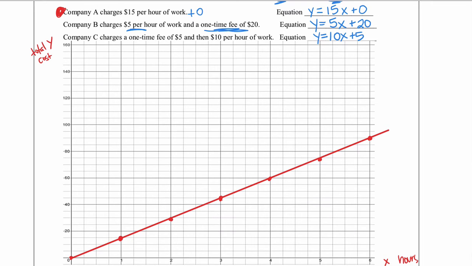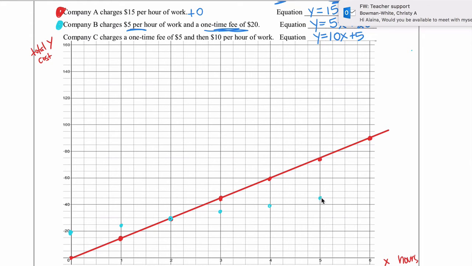Company B, we'll do that one in purple. Actually, just use blue. Company B charges $5 per hour of work, but they have a one-time fee of $20. So they have a higher starting value. For 0 hours of work, they're still charging you $20 just for showing up, but they don't charge much per hour. So $5 for 1 hour. I'm going to go up another $5 for 1 hour. Notice they share a point right here. $5 in an hour, $5 for an hour, whoops.